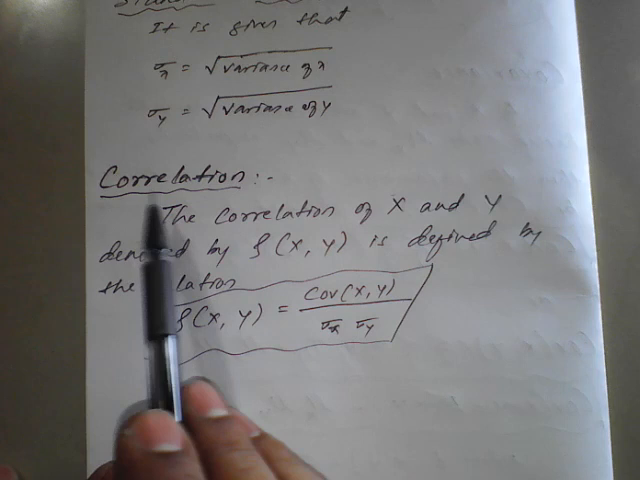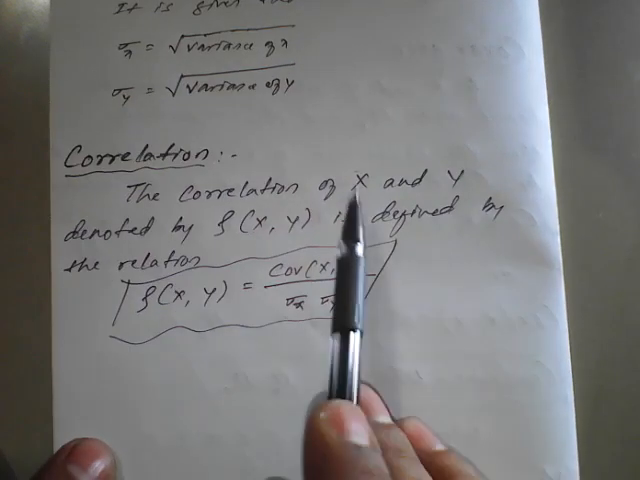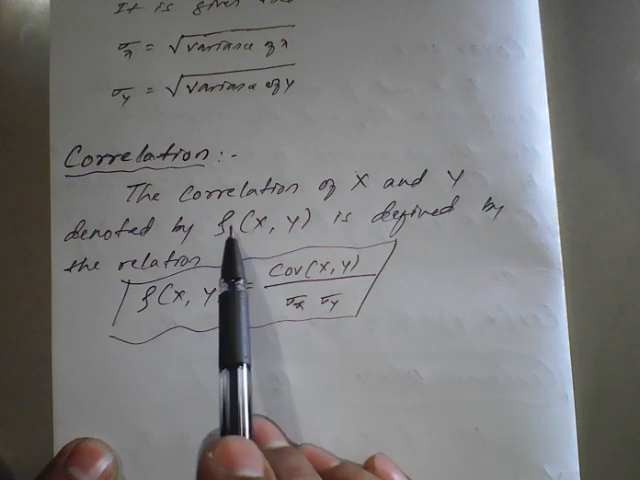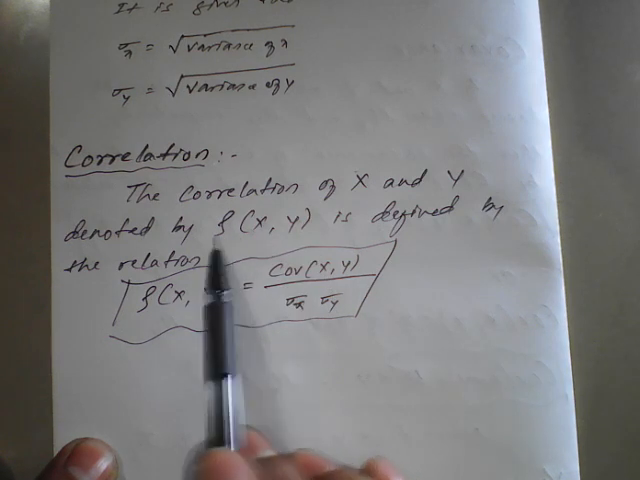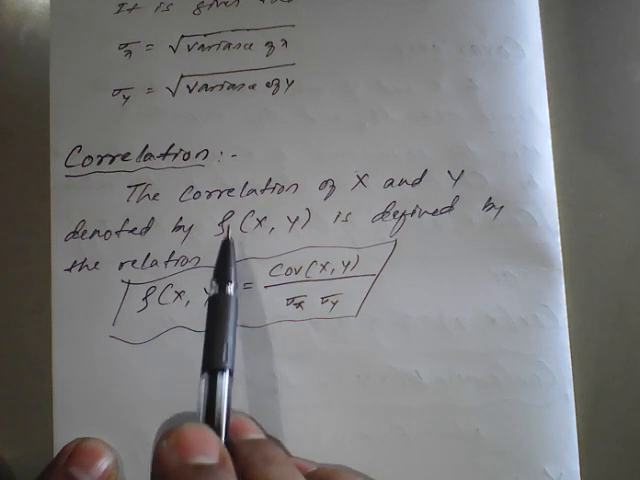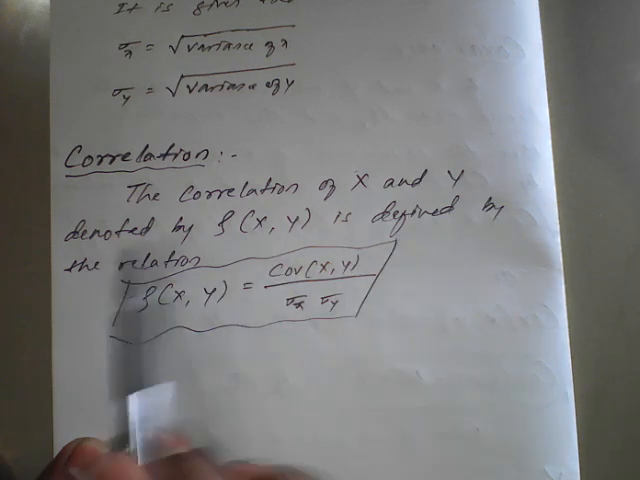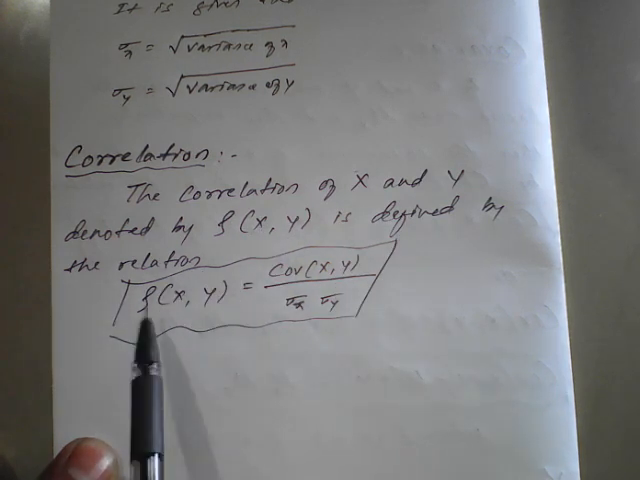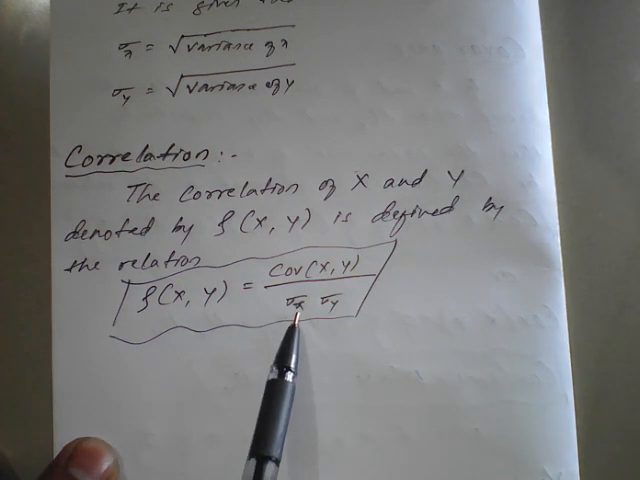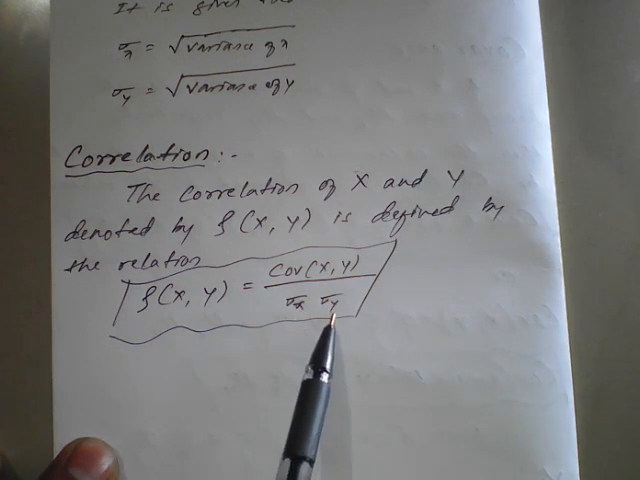Now finally the correlation. The correlation of x and y is denoted by rho of xy. We are going to find the measure of that relation. That rho of xy is defined by the relation: rho of xy is equal to the covariance of xy divided by the standard deviation of x into the standard deviation of y.